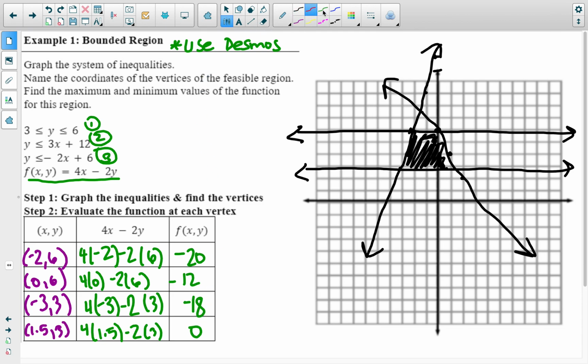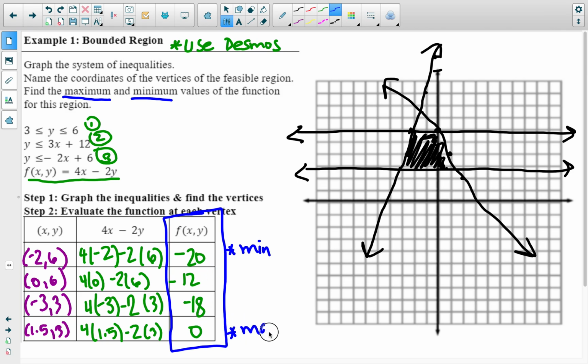And now, our final step is to look at these numbers right here. Depending on what the question's asking, we're going to find either the maximum or the minimum number. So this question is actually asking us for both. What we see here is that negative 20 is our minimum, because that's the smallest number of these four. And then 0 is going to be our maximum.